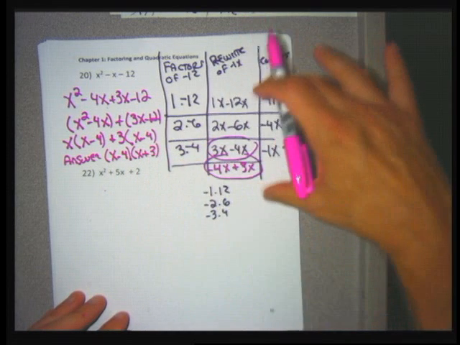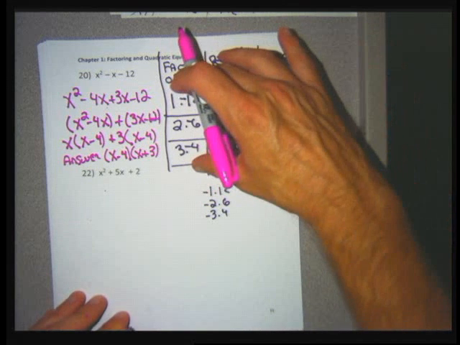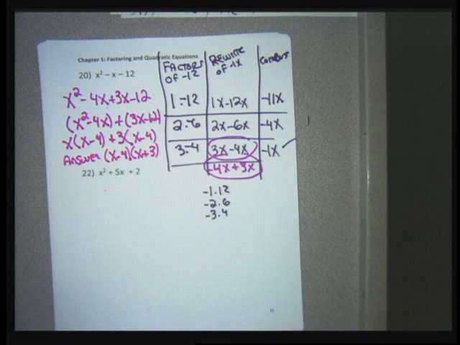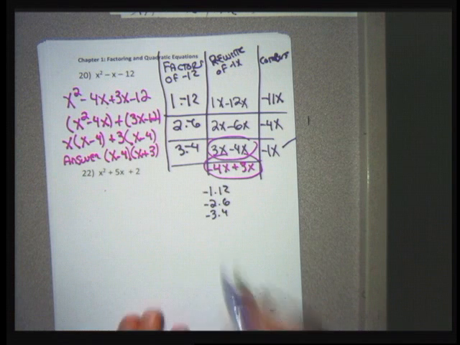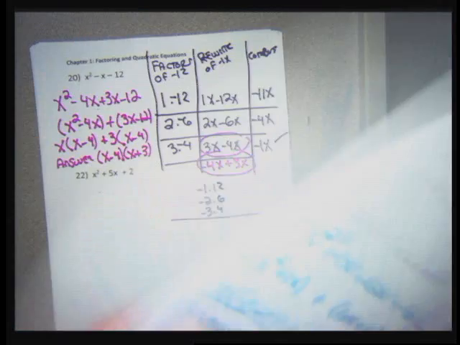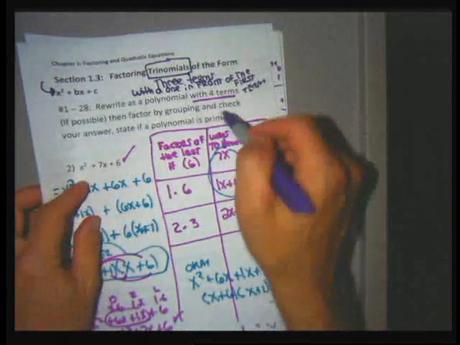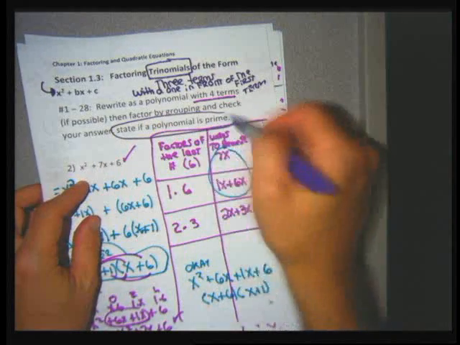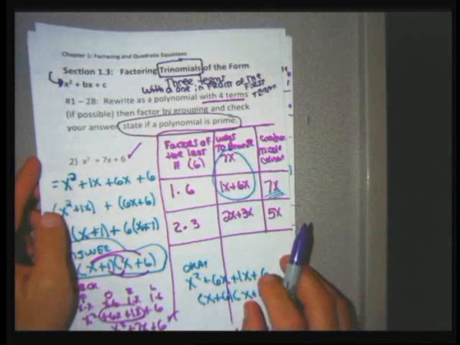I'll try to emphasize more about this when you have positive, negative factors, which ones you can throw out and which ones you have to keep as we get through the section, because it's an important distinction. For 22, this is a trick problem. Somewhere at the beginning of this section, it says, state if a polynomial is prime. This is going to be that instance.